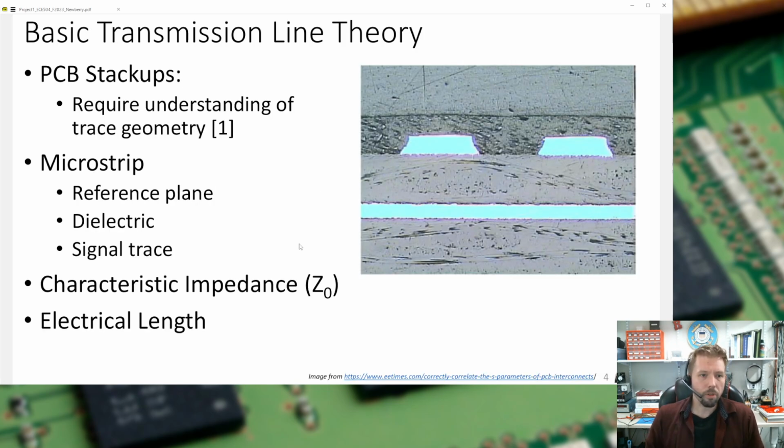A little bit of basic transmission line theory. We're going to specifically look at printed circuit board, planar geometries, packages, things like that. So we're going to need to have an understanding of the trace geometry. So we're going to look at microstrip trace. This is going to have a reference plane, it's going to have a dielectric, and then a signal trace above it. This transmission line has a characteristic impedance, and it has an electrical length.